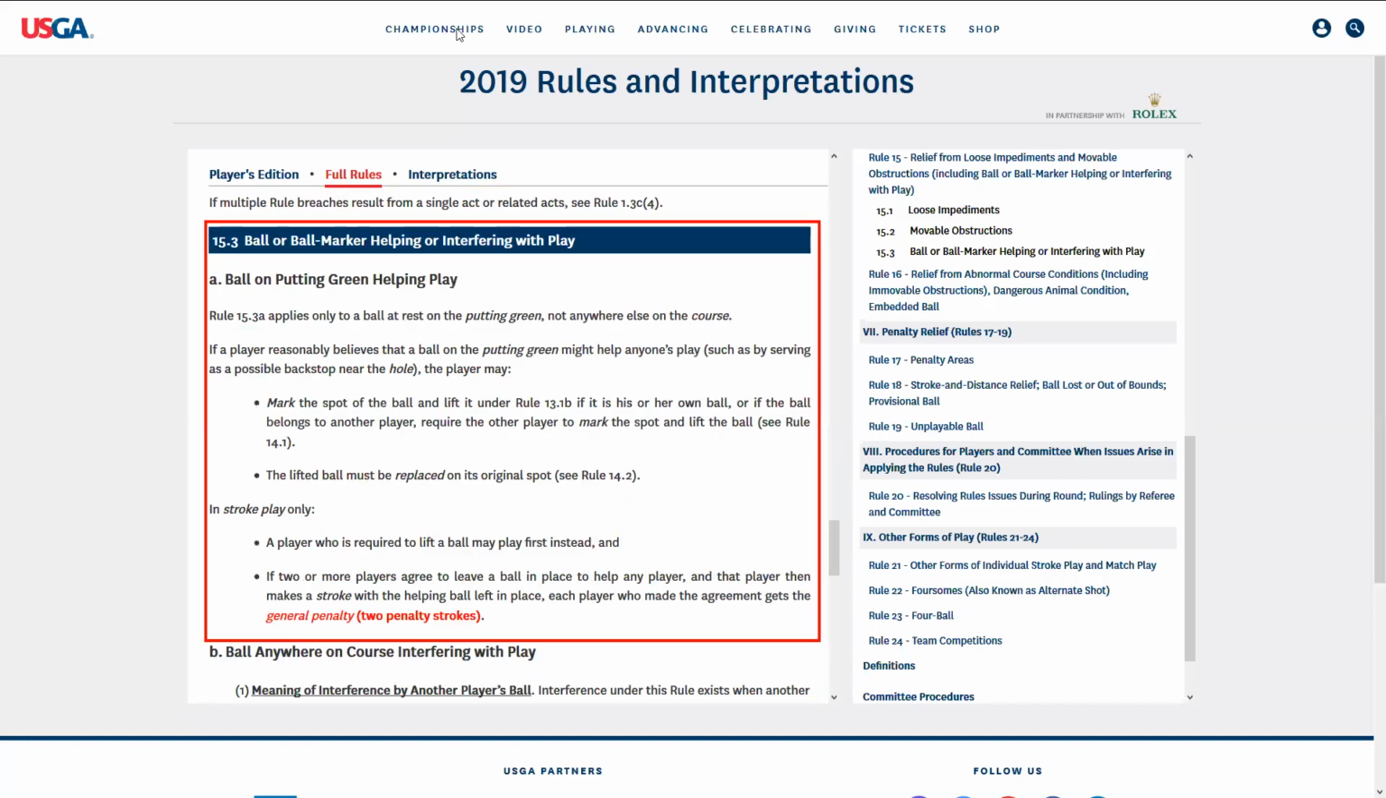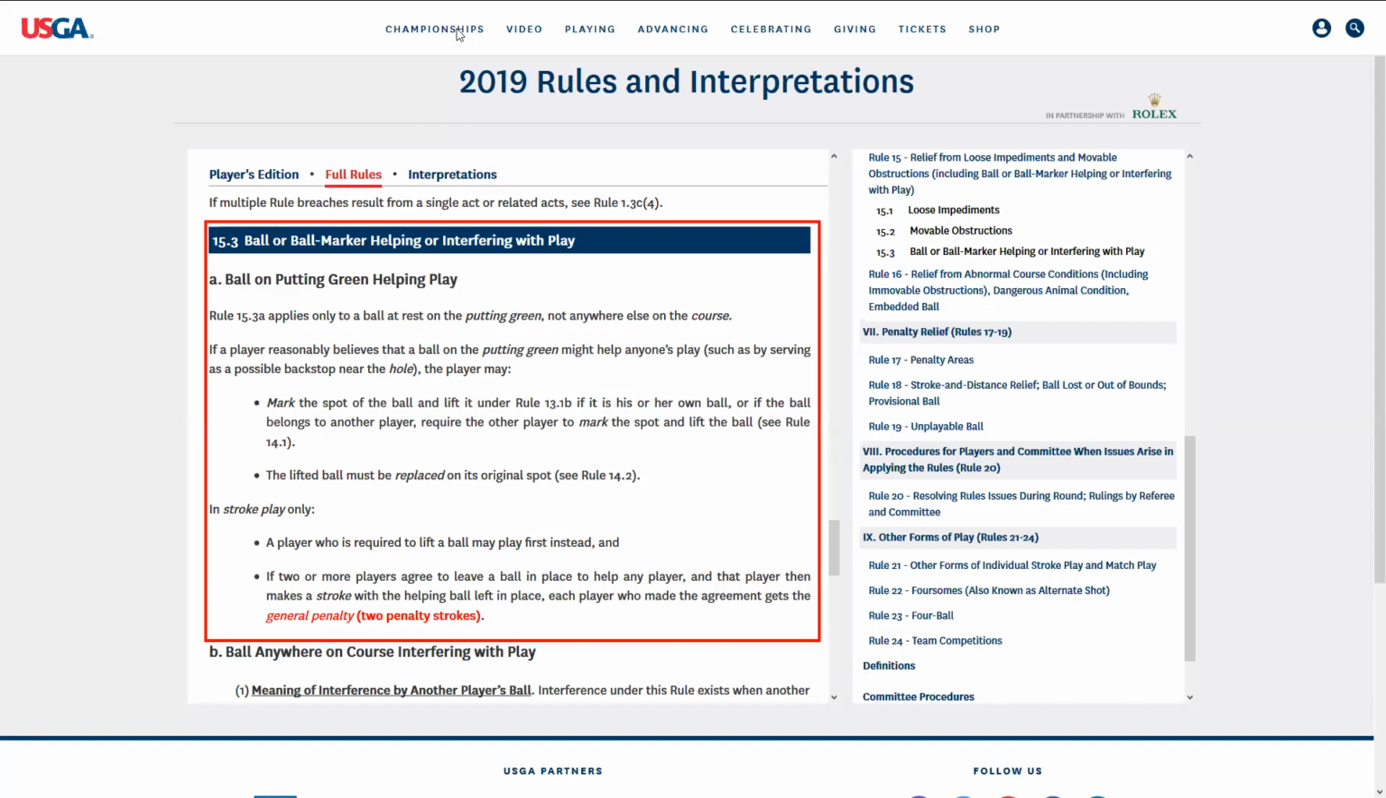15.3a, ball or ball marker helping or interfering with play. 15.3a deals with the ball on the putting green helping play. This is a change in the rules because helping play is only on the putting green. The old rules, helping play could be on or off. Interference can be anywhere on the course, but a ball helping is only for a ball on the putting green. 15.3a applies only to a ball at rest on the putting green, not anywhere else on the course.